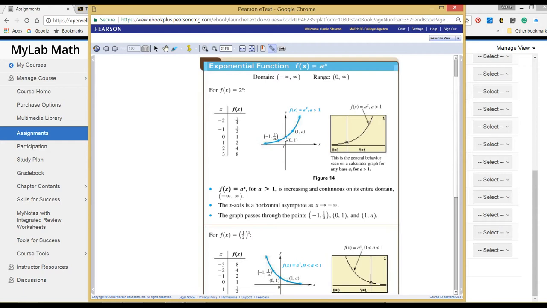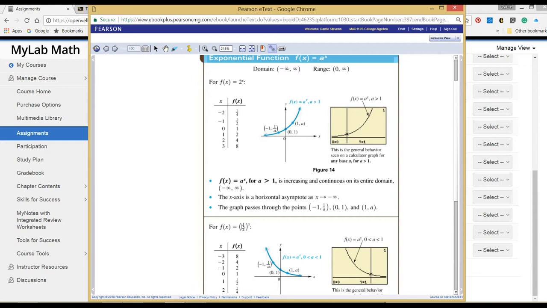0, 1 is always on the exponential graph because anything to the power of 0 is 1. So no matter what the base is, you'll have that point. And then you have 1, a, so 1, 2. So if you raise 2 to the power of -1, you get 1/2. If you raise 2 to the power of 0, you get 1. If you raise 2 to the power of 1, you get 2. So those are the points that are always on the graph.